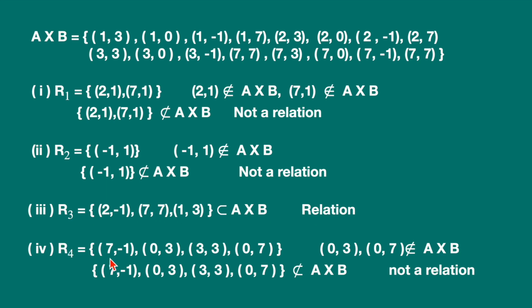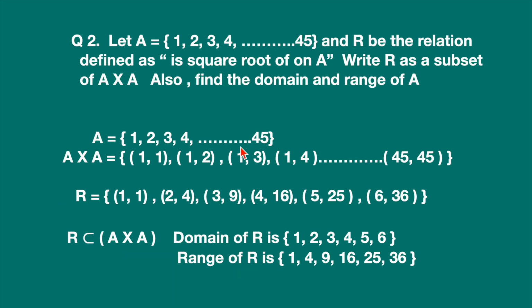R4: (7, minus 1) belongs. (0, 3) does not belong. (3, 3) also, here it is, it belongs. (0, 7), no, it does not belong. So there are two ordered pairs which do not belong. (0, 3) and (0, 7) do not belong to A cross B. Therefore, this is not a subset of A cross B, hence not a relation.